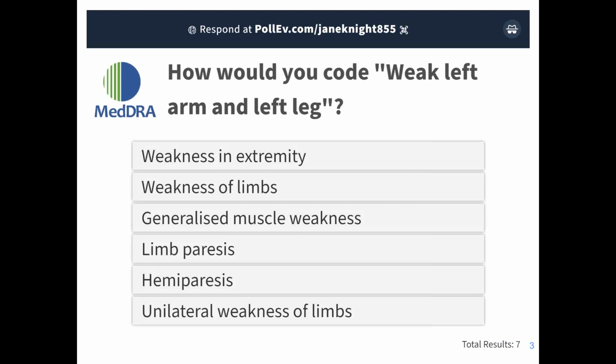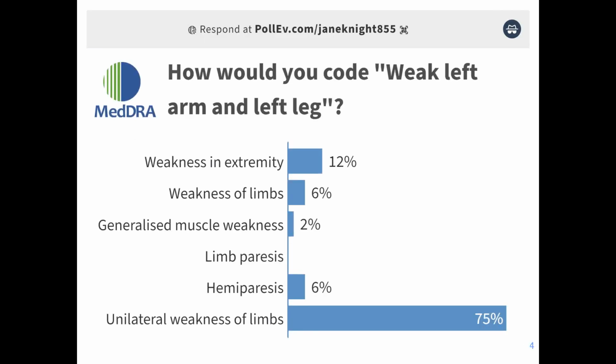Weakness in extremity, weakness of limbs, generalized muscle weakness, limb paresis, hemiparesis, unilateral weakness of limbs. What would be your choice? You're voting. Quite a number of you have voted already, so let me check. Most of you are going for unilateral weakness of limbs. It's closest to the wording.